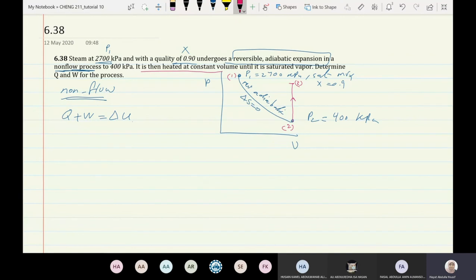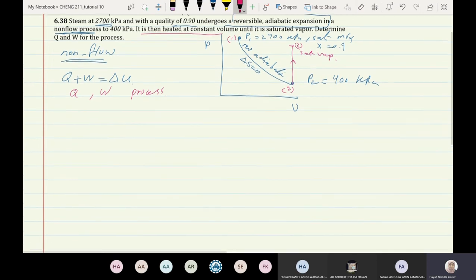Okay, so you can see several ideas we are given here, several questions, but state number 3 is defined as saturated vapor. And here is the most important thing: they ask for Q and W for the whole process. Okay, I will make a summary for you here of what we have. I have actually three states, state 1, state 2, and state 3, right?